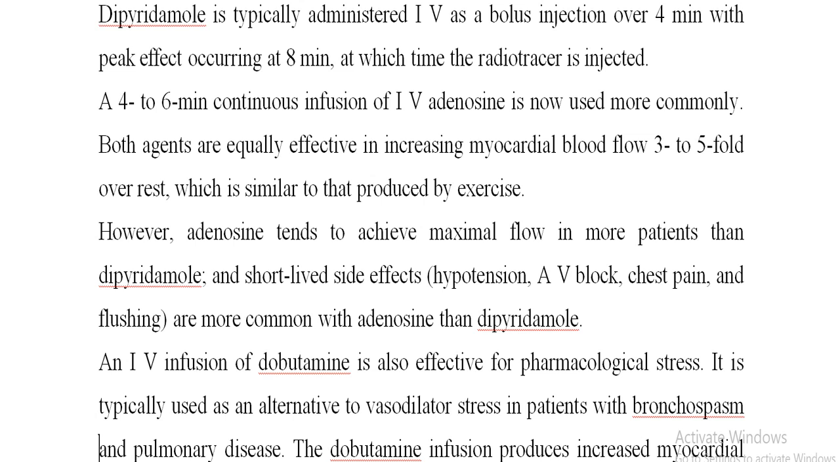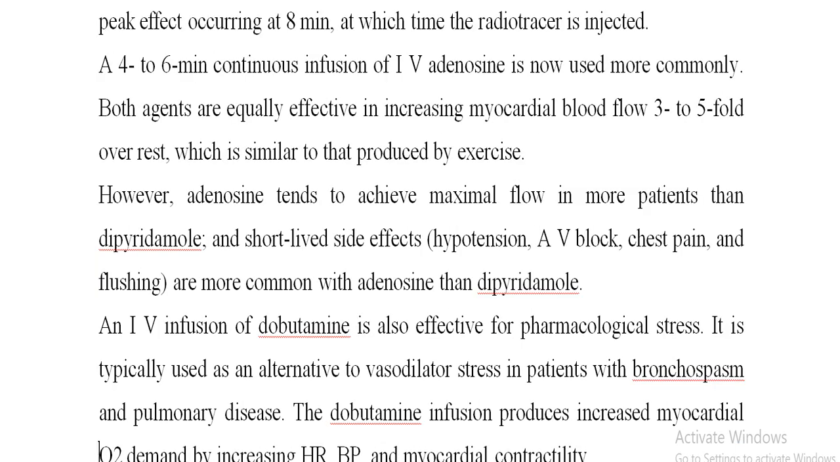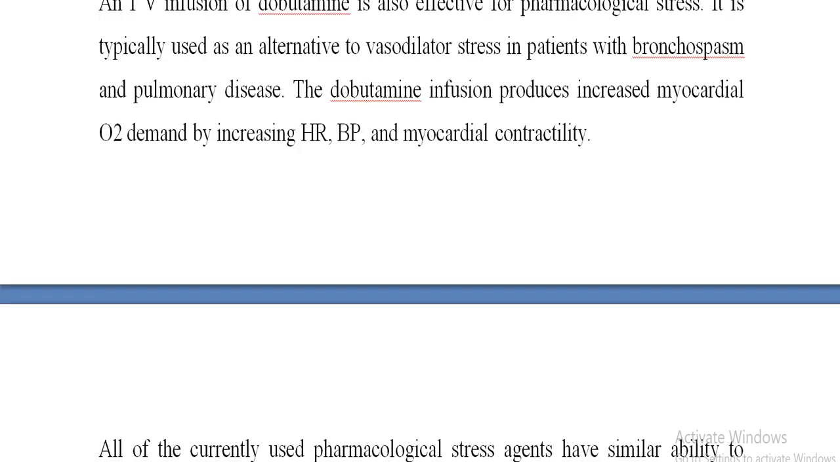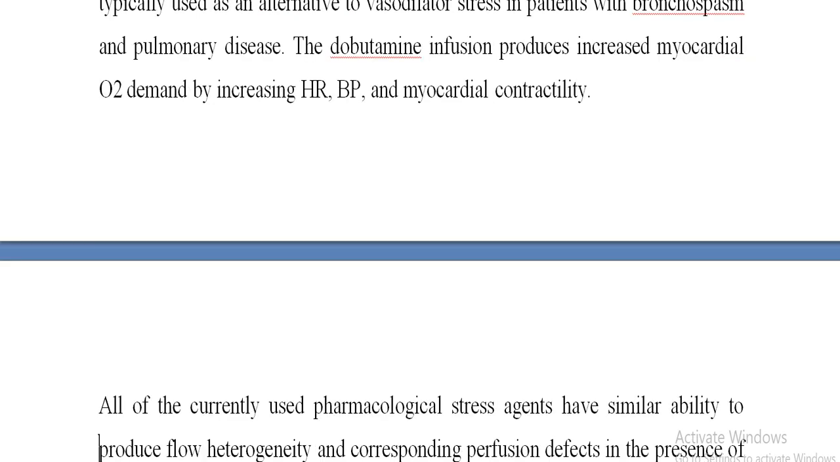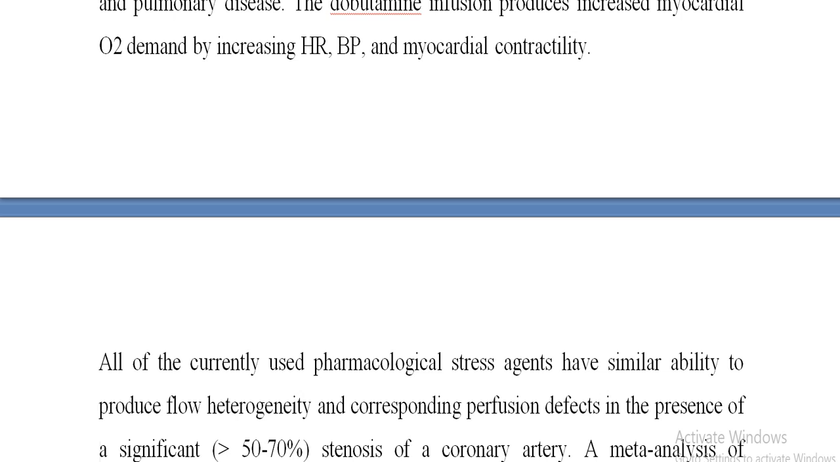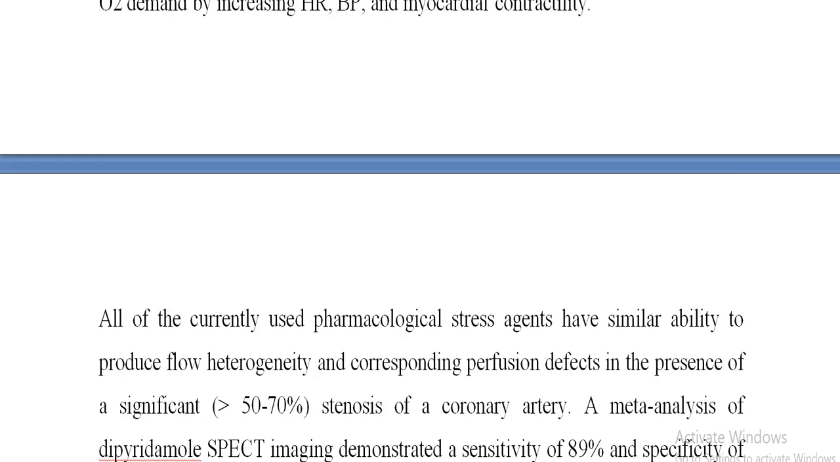An IV infusion of dobutamine is also effective for pharmacological stress. It is typically used as an alternative to vasodilator stress in patients with bronchospasm and pulmonary disease. The dobutamine infusion produces increased myocardial O2 demand by increasing HR, BP, and myocardial contractility. All of the currently used pharmacological stress agents have similar ability to produce flow heterogeneity and corresponding perfusion defects in the presence of a significant 50 to 70% stenosis of a coronary artery.